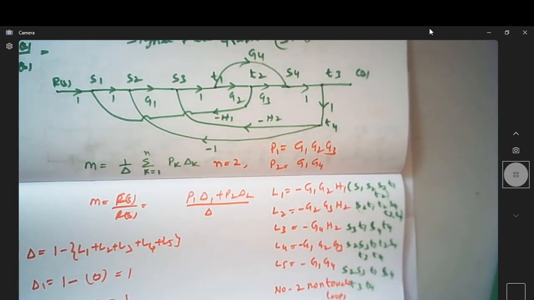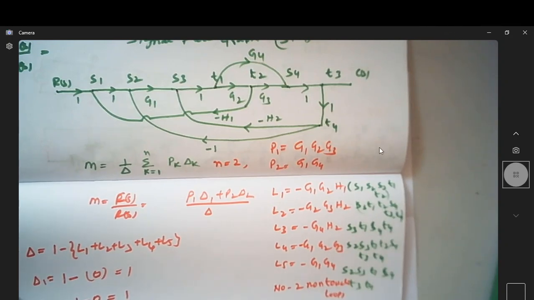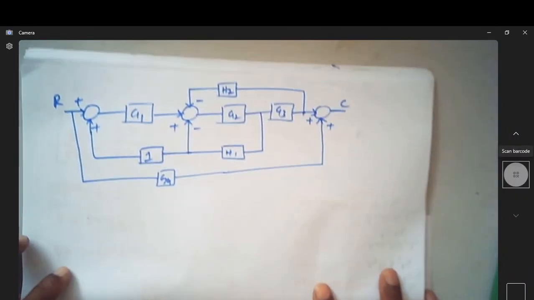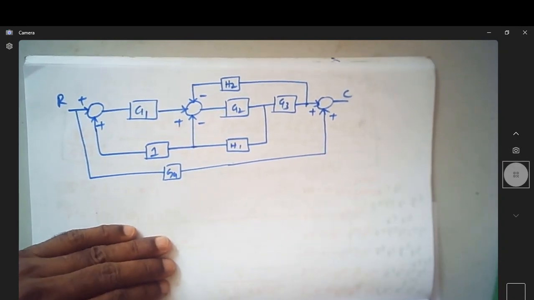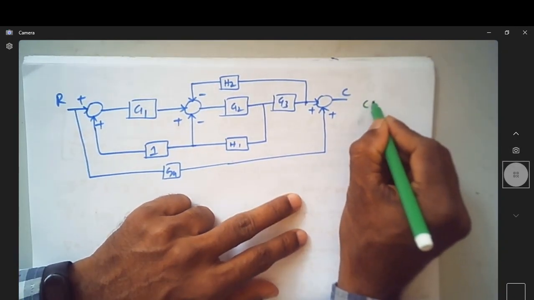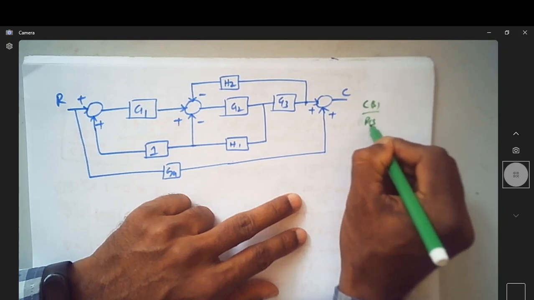Okay, let us see the next one. Just a minute. Okay, this is my second transfer function. So again we are supposed to find CFS by RFS.